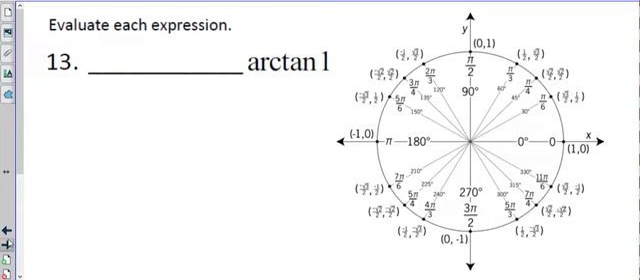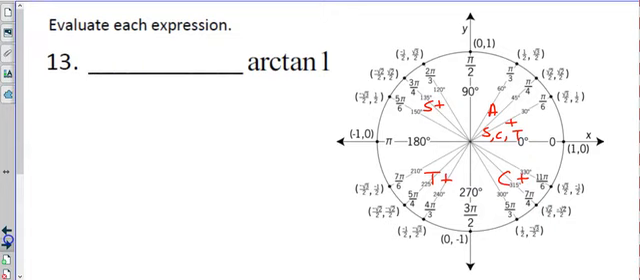I think it is helpful to remember this All Students Take Calculus thing. So that's where your things are positive. So in this quadrant, everything is positive. Sine, cosine, and tangent, all positive. Over here, just your sine is positive. Down here, just your tangent is positive. And down here, just your cosine is positive. So I think that does help a little bit.